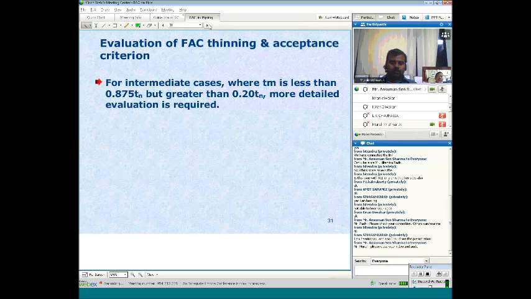But if the thickness is intermediate, between 0.875 Tn and 0.2 Tn, then we need to do some more evaluation. If it is less than 0.2 T, then you don't think about doing anything. You better replace that pipe. It is always advised to replace the pipe if it is less than 0.2 T.